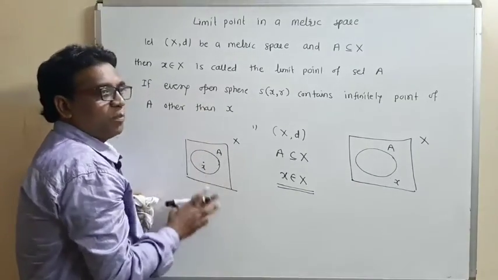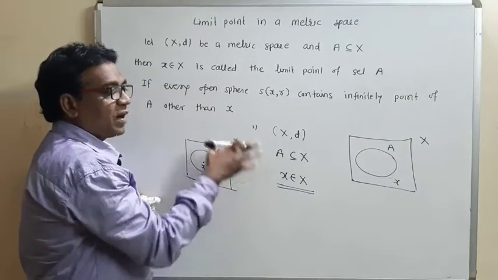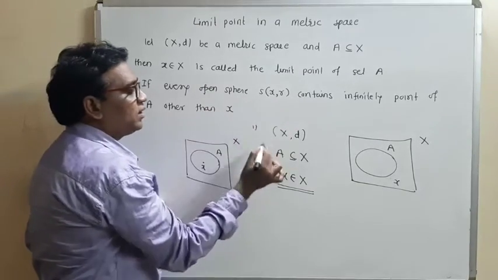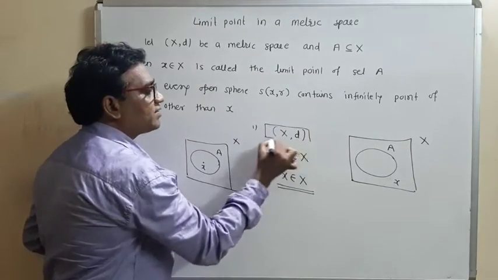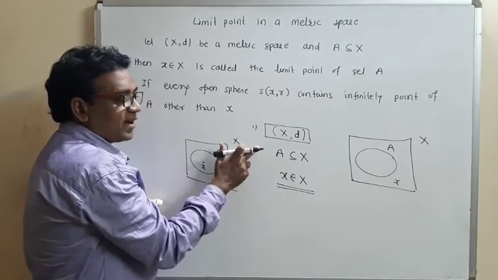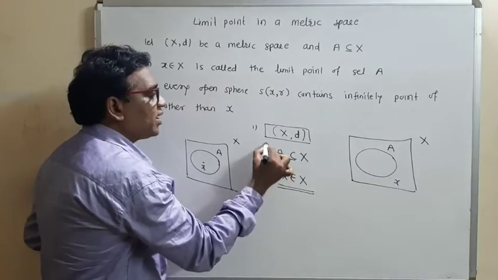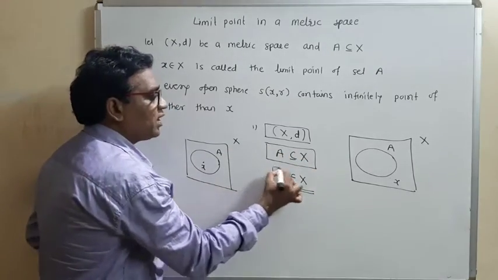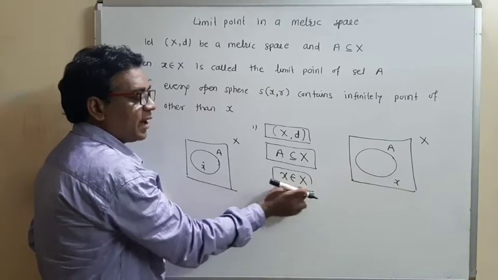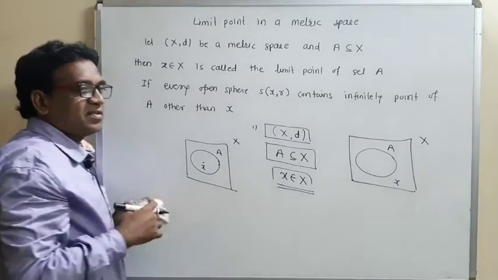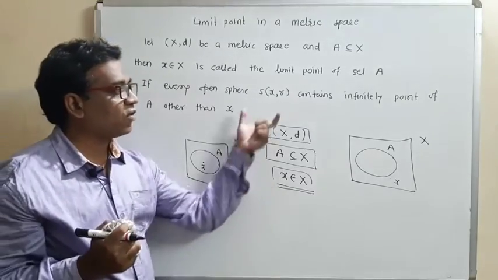So see, what are the requirements for the limit point? For limit point, first of all we require some space capital X. What is the second condition? We require some subset. And what is the third condition? We require some point which is the element of that space. These are the three requirements for the limit point.